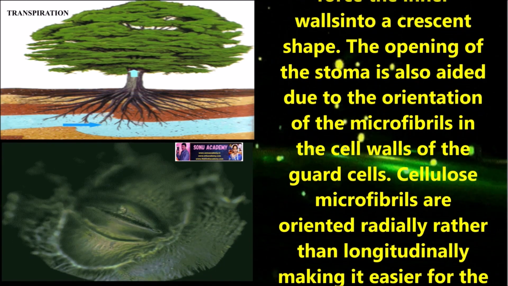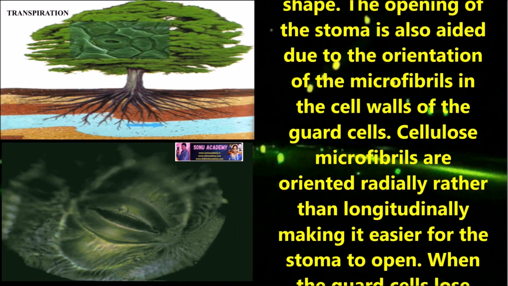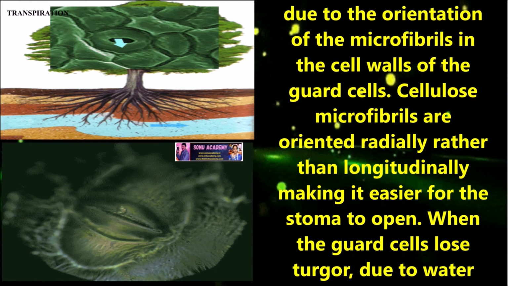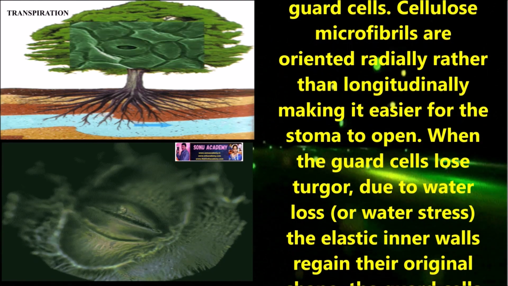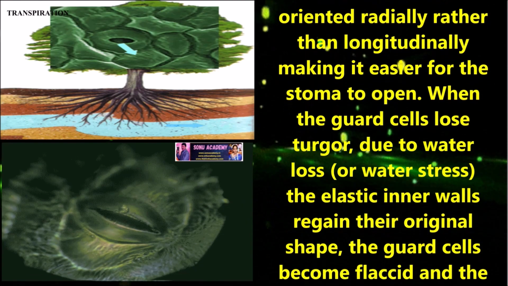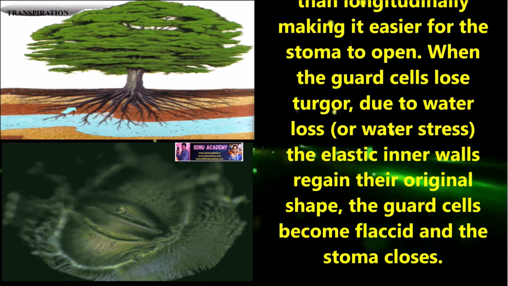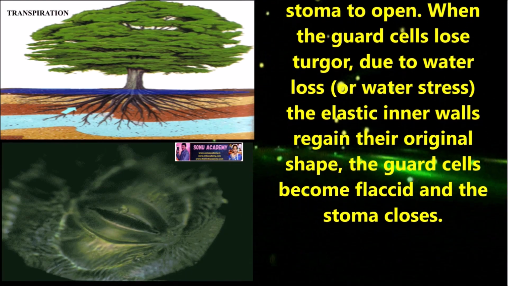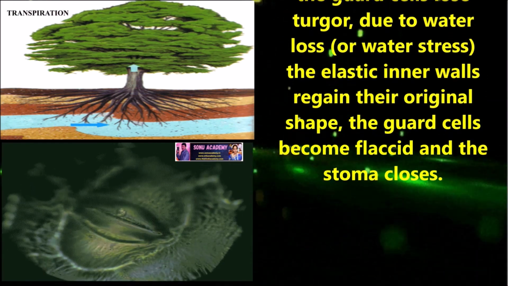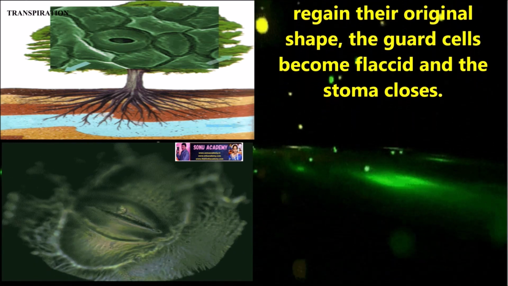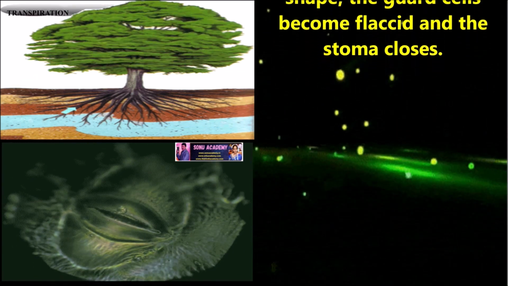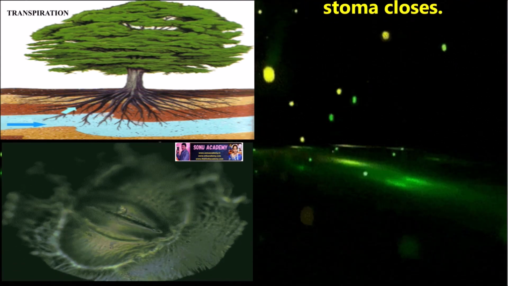The opening of the stoma is also aided by the orientation of the microfibrils in the cell walls of the guard cells. Cellulose microfibrils are oriented radially rather than longitudinally, making it easier for the stoma to open. When the guard cells lose turgidity due to the loss of water, the elastic inner walls regain their original shape, the guard cells become flaccid, and the stoma closes.